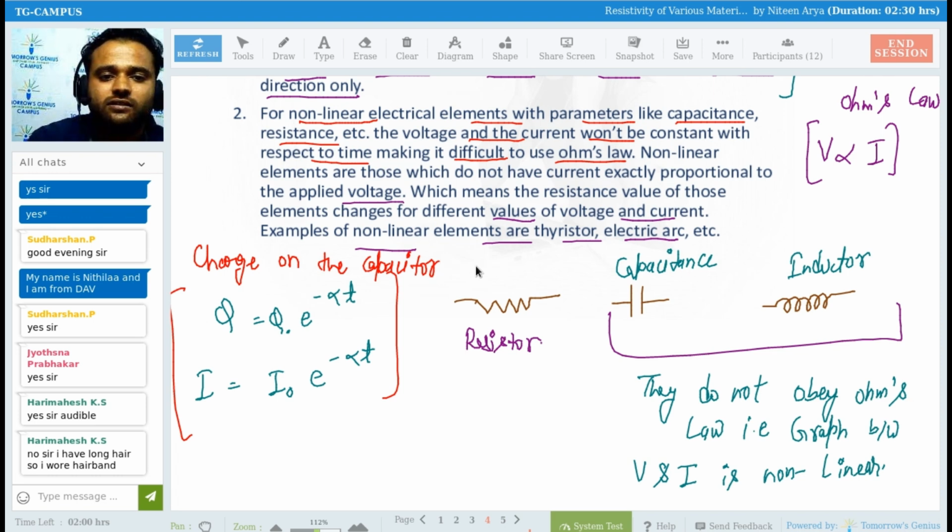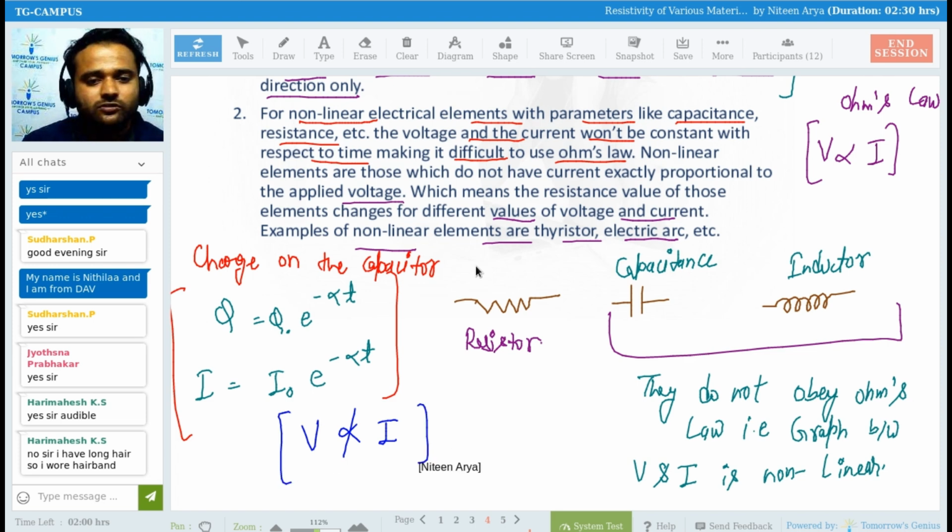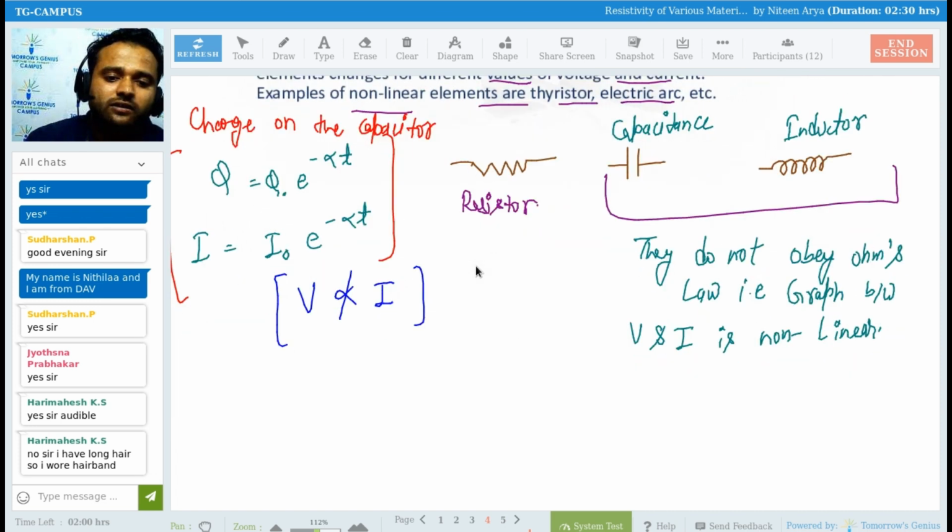And that is not going to be this then. V is not directly proportional to I. Okay, so that is written over here. They do not obey Ohm's law, and the graph between V and I is nonlinear.